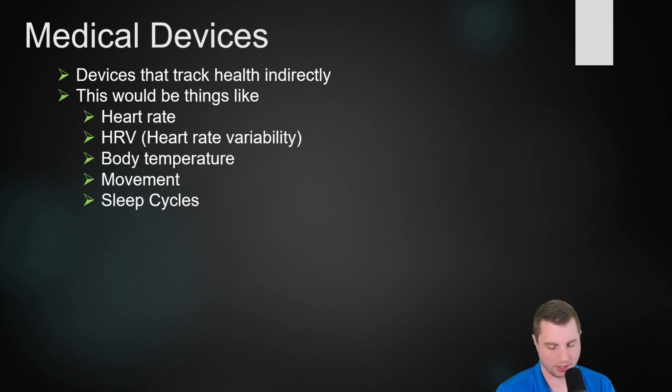What we have currently is things like smartwatches or something that I'm playing with right here, which is a fitness tracker that's in a ring. It's called the Oura Ring, right? So this little ring here tracks heart rate and heart rate variability and body temperature and movement and sleep cycles, right?